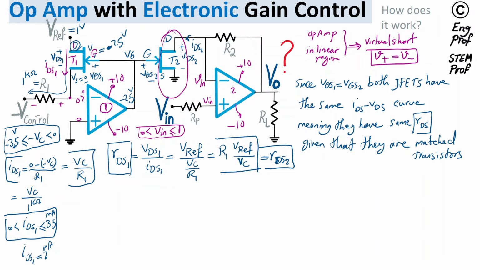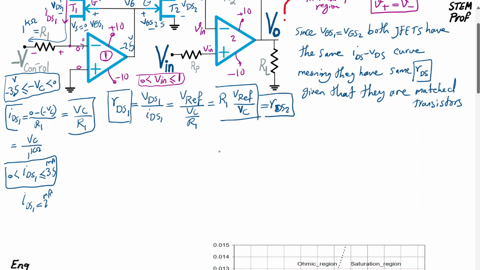Now, T2 being a programmable resistor, we can define this stage as a non-inverting amplifier, because Vin is applied at the positive terminal, and then we have the gain stage here. So I'm going to model this second stage as a non-inverting amplifier now, which looks like this. We have op-amp number 2. We have Vin at the positive input terminal. I don't care about RP because it doesn't have any impact on the gain. It's just for matching.